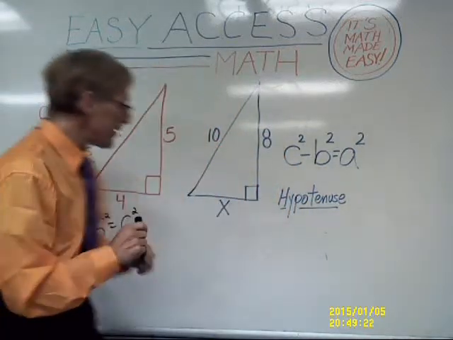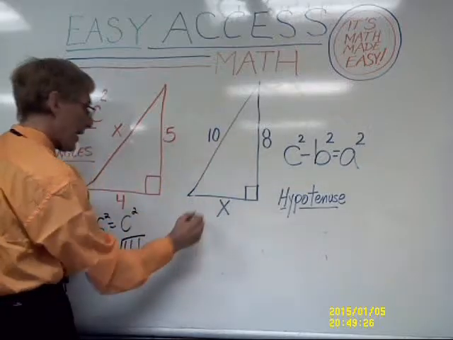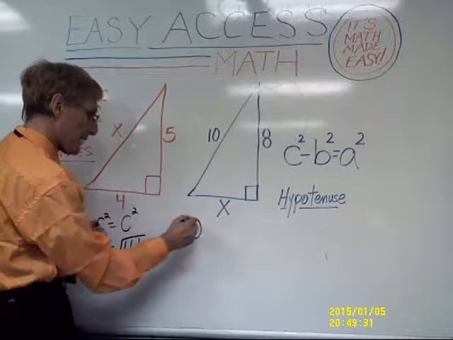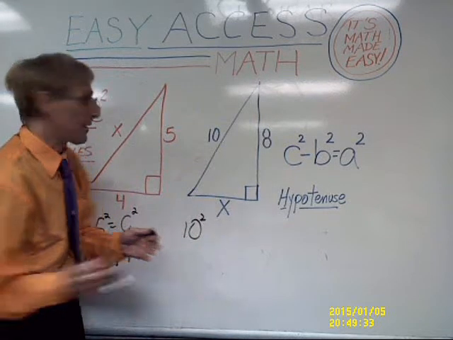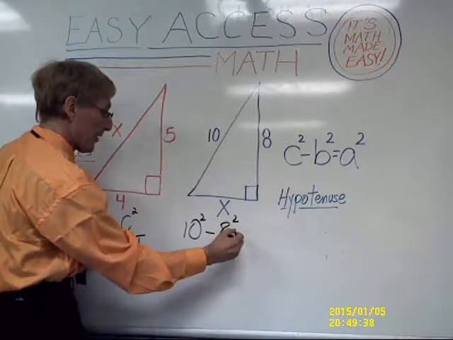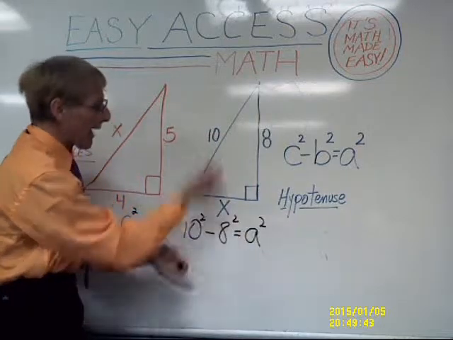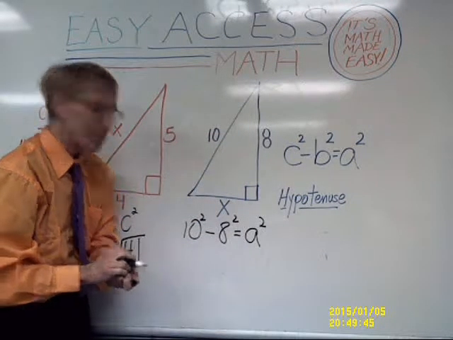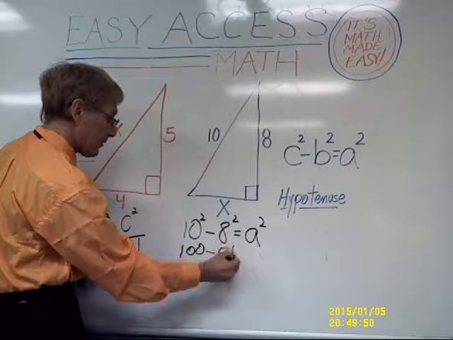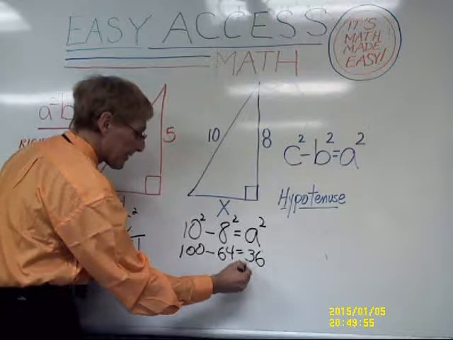Now take a look at this one. This time I'm subtracting c squared minus b squared equals a squared, because I have the hypotenuse. That's the largest. There's no way to go but down. 10 squared minus 8 squared equals, I'll call it a squared. A and b are interchangeable, the legs. That's 100 minus 8 squared, which is 64, equals 100 minus 64 is 36.